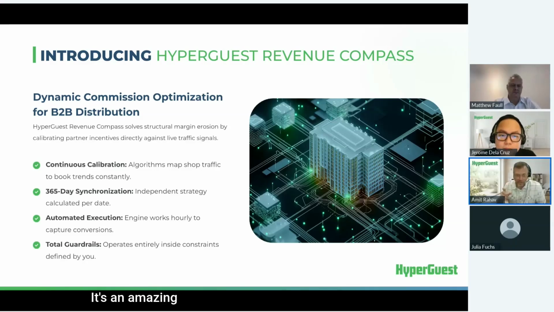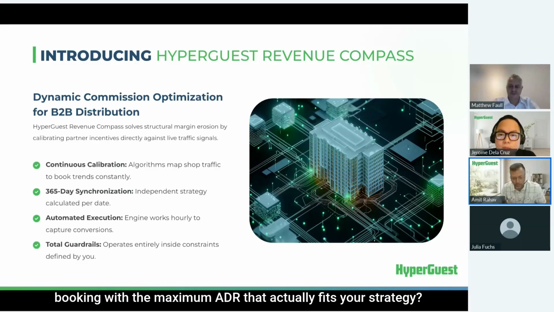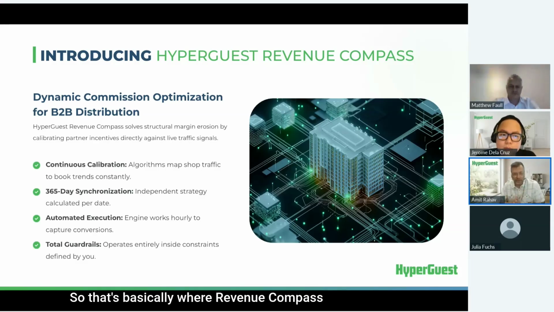It's an amazing distribution tool that every venue manager should have the capacity to actually leverage. So wouldn't it be great if the system actually put this tool to use for you to make sure you get the maximum amount of bookings with the maximum ADR that actually fits your strategy? So that's basically where Revenue Compass comes in. And the reason we built it is basically to give the hotels not just the power to control their B2B, but also a smart system that automates their control and finds the optimum for their need.